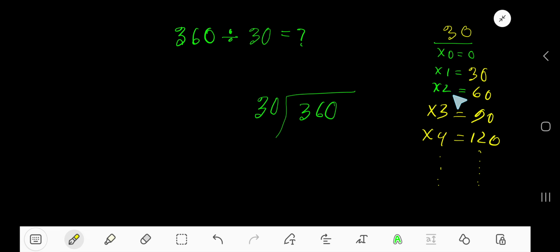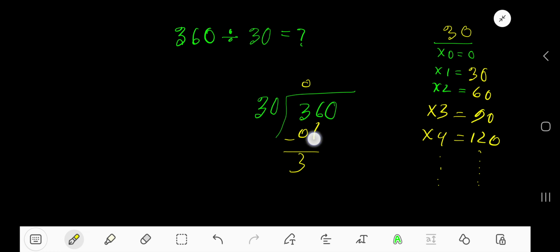So it is easy to find the multiplication table of 30. Just add 30 to the previous step. 30 goes into this 3 how many times? 0 times, as 3 is less than 30. So 0 times 30 is 0.